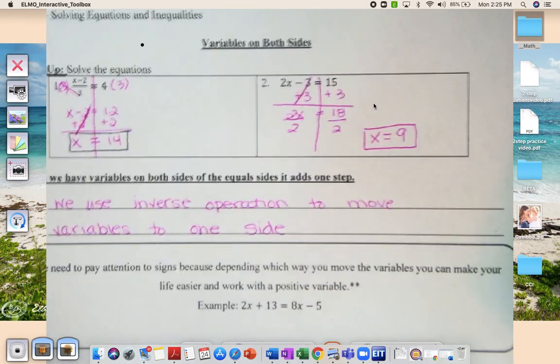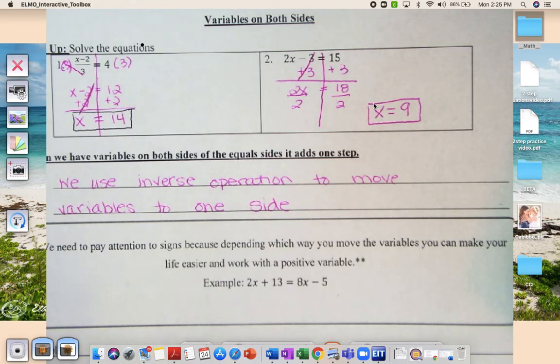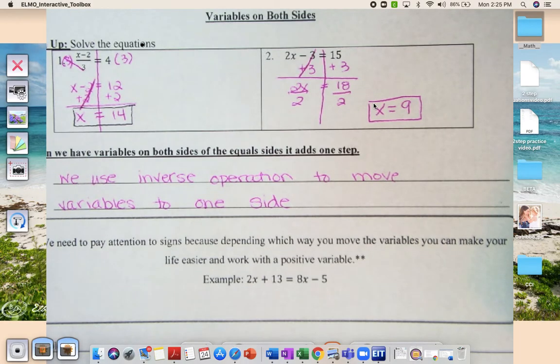So in this little box, we need to talk about something. We need to pay attention to signs, because depending on which way we move the variable, we can make our life easier and work with a positive variable. You hear me constantly in class say we want to work smarter, not harder. A lot of us do not like to work with negative numbers. So we want to do everything in our power to keep our variables positive.